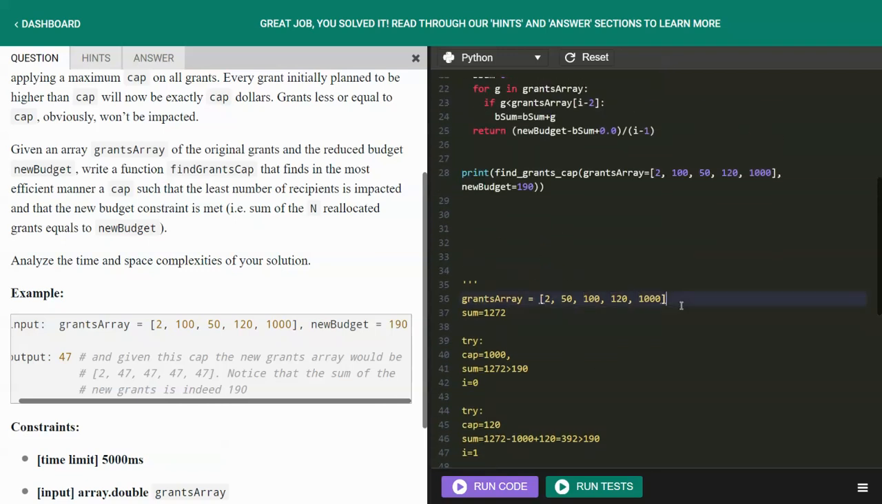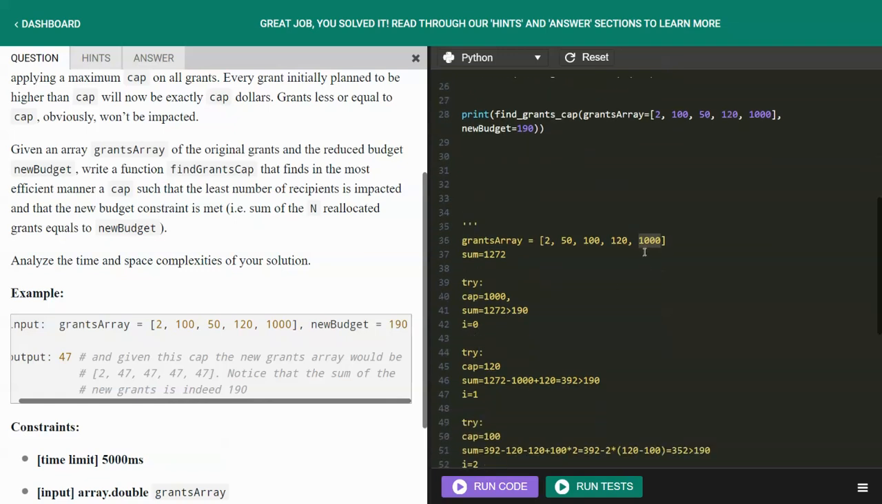After sorting the array, which takes big O of n log n, we take the sum of this array, which is the initial sum before imposing any cap. So it will be 2 plus 50 plus 100 plus 120 plus 1,000, which is 1,272. If this number is less than the new budget, we are done, right? The cap rate will be the highest number, and nobody is impacted. In this case, 1,272 is greater than 190, the new budget. So right now we will try to narrow it down and find the cap rate.